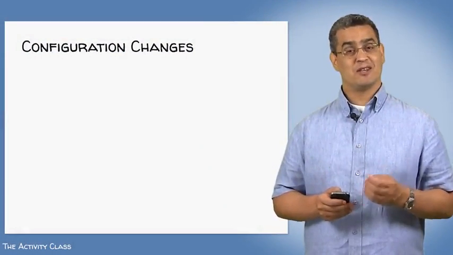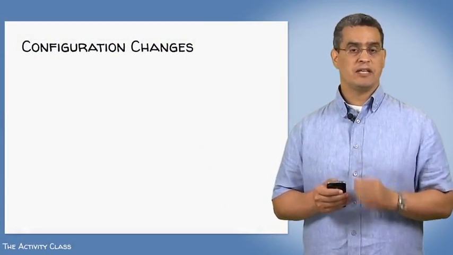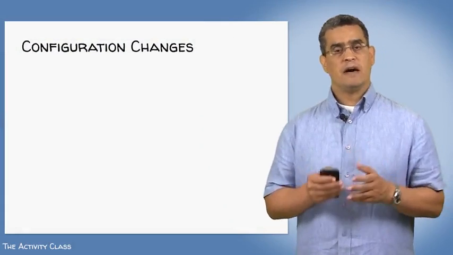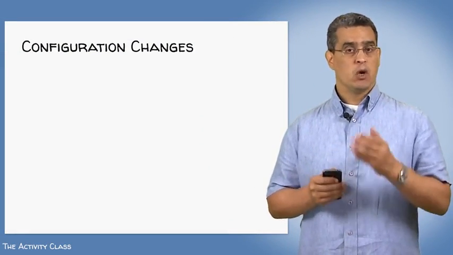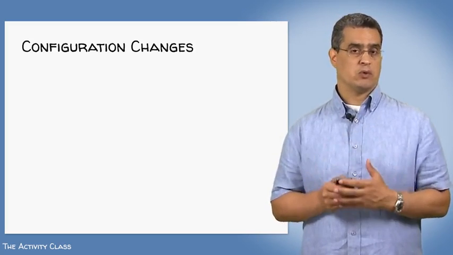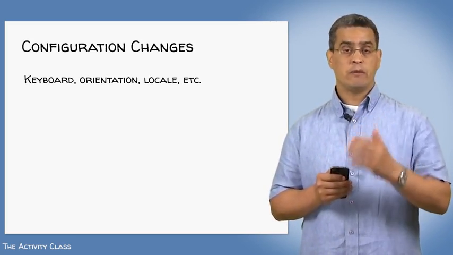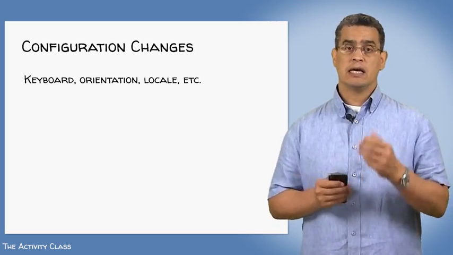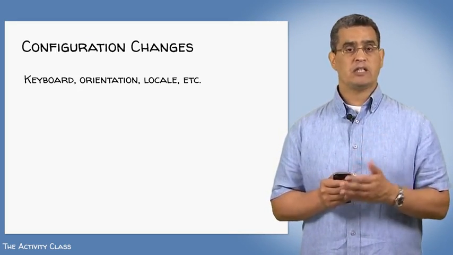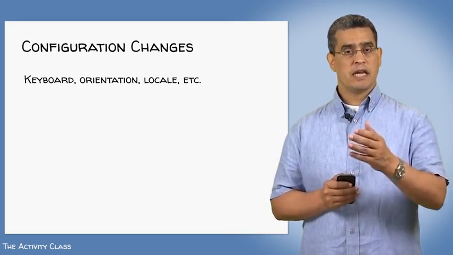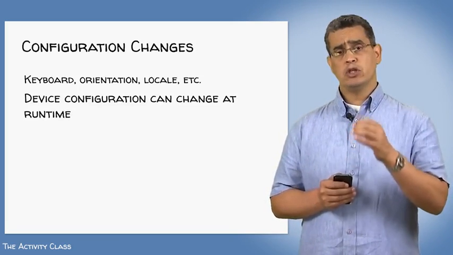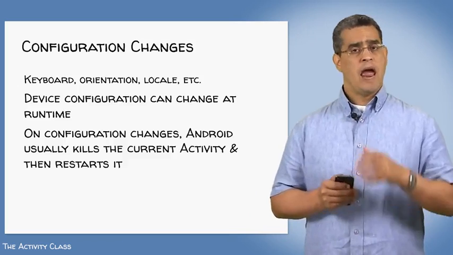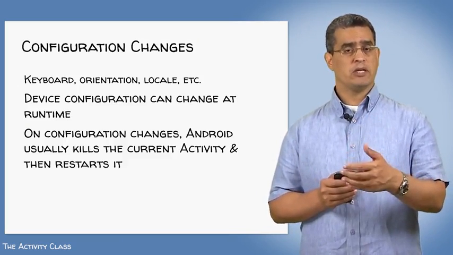The last topic I'll discuss today is handling configuration changes. A device's configuration refers to device and application characteristics related to application resources. Things like languages used, screen size, keyboard availability, and device orientation. Now these characteristics can change at runtime. And when they do, Android will usually kill the current activity and then restart it with the appropriate resources for the changed configuration.